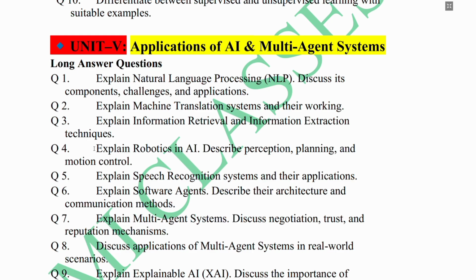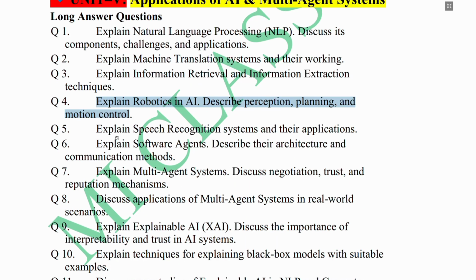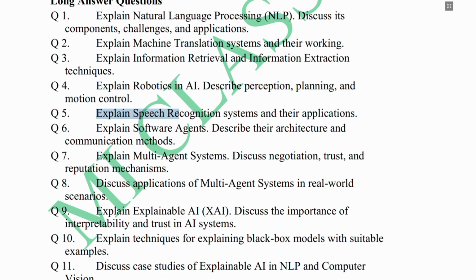The next question is: explain robotics in AI, and describe perception, planning and motion control. The next question is: explain speech recognition systems and their applications. The next question is: explain software agents, and describe their architecture and communication methods. The next question is: explain multi-agent systems, and discuss negotiation, trust and reputation mechanisms.